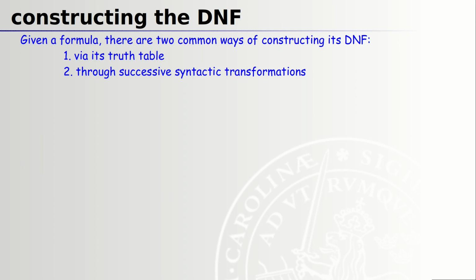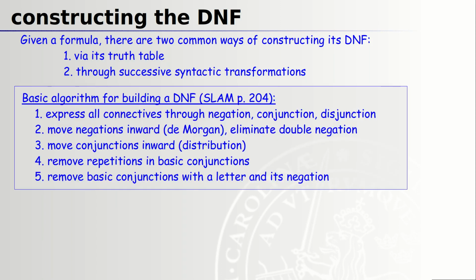But how does one construct a DNF from a given formula? Well, one way would be to build the truth table and then derive the full DNF from it using the algorithm from the beginning of the lecture. However, this scales very poorly with a number of different elementary letters. So in practice, it is often preferable to transform the formula in a number of steps to produce a DNF. And this is the basic algorithm for doing it.